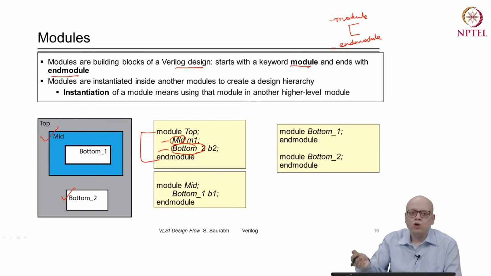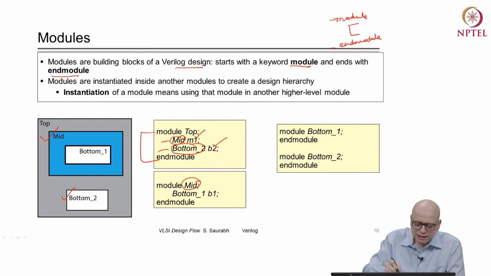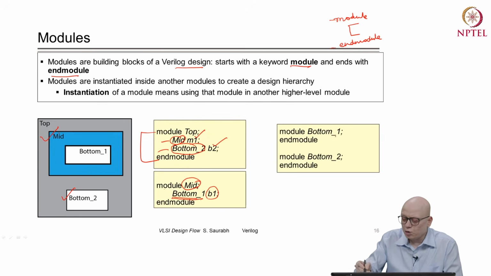Instantiated is a kind of saying copying everything that is there in another module into this module. And M1 is the name of the instance. This is an arbitrary name that we can give. And then the other modules, for example, mid contains bottom 1. So, there is another module mid, and inside this there is an instance bottom 1 whose name is B1, and bottom 1 and bottom 2 do not contain any other modules. So, those are leaf level modules.